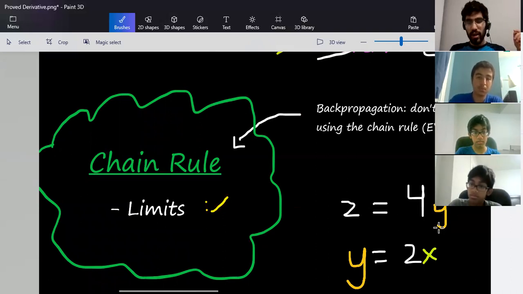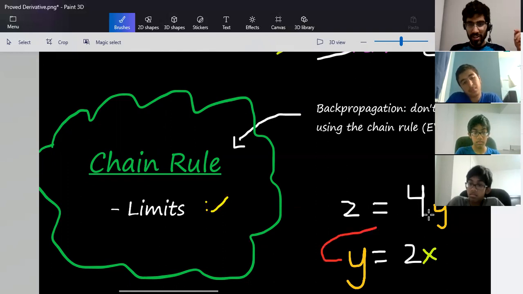However, y itself is made up of another variable. So it's like z is equal to 4y squared and y itself is equal to 2x. So you have this equation kind of embedded within this other equation. Yeah?